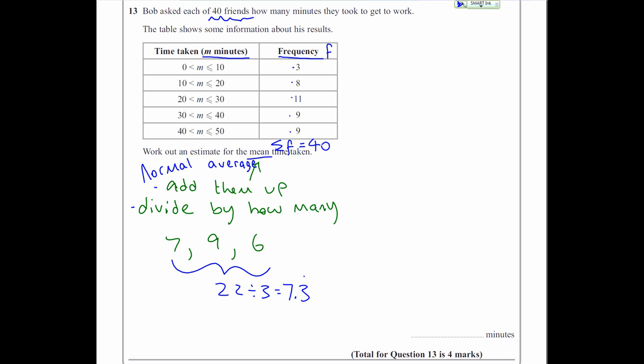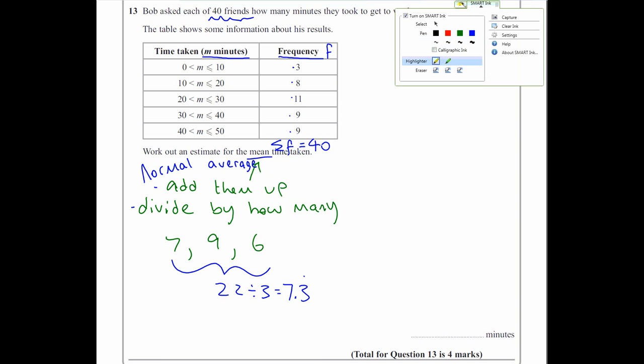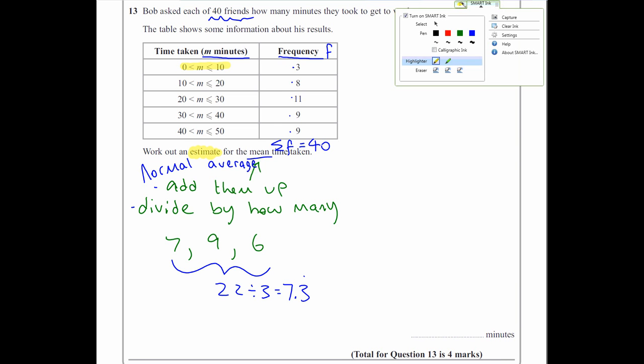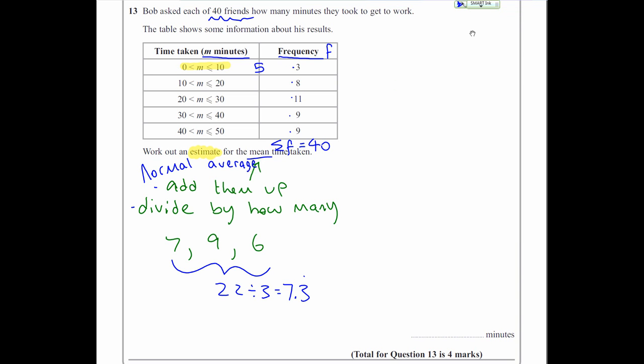Now what it says is estimate. There's a very important reason why it says estimate, because we do not know the original numbers. All we know is the groups, okay? So to estimate, if your numbers are between 0 and 10, we estimate in the middle that they're going to be somewhere around 5, okay? Now what we do is we call this x. X is a number that we can work with. We can't work with between 0 and 10, it's not a number. So we guess in the middle at 5.